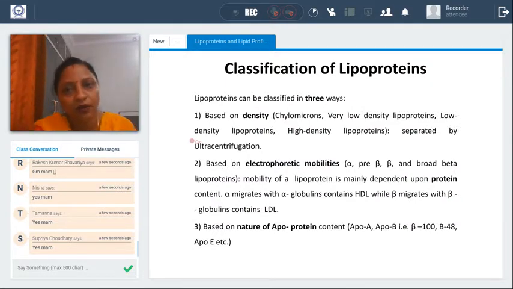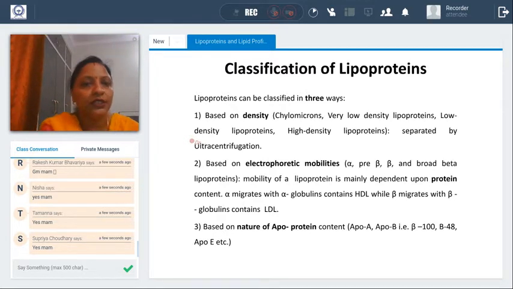What is the classification of lipoproteins? Lipoproteins can be classified in three ways. First is based on density. You all know chylomicrons, very low density lipoproteins, VLDL, low density lipoproteins, LDL, high density lipoproteins, HDL, separated by ultracentrifugation.